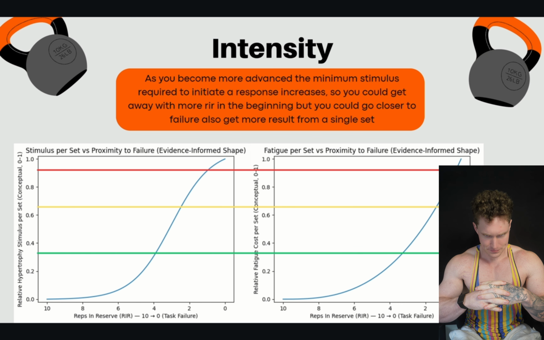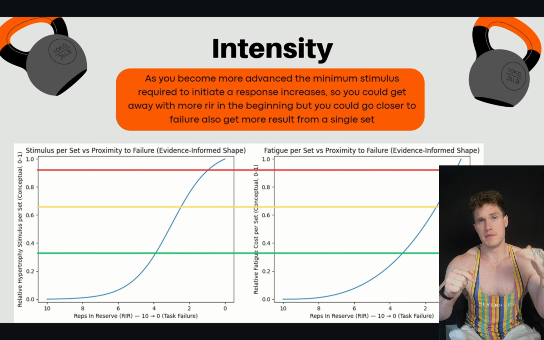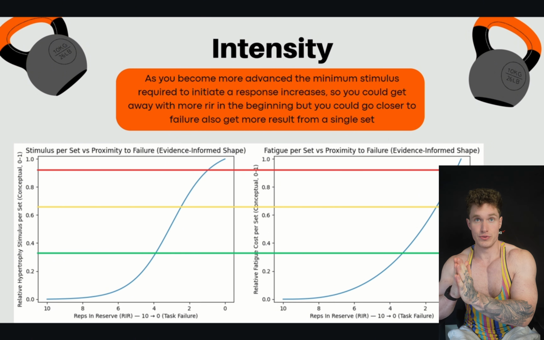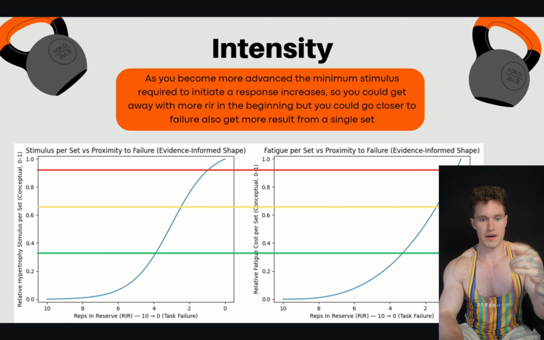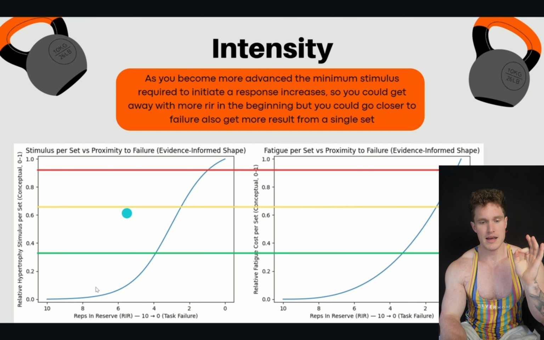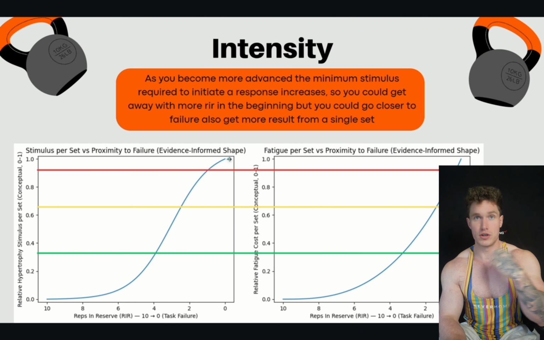So as you become more advanced, the minimum amount of stimulus you need to actually grow increases, meaning that our proximity to failure has to close, or our volume will have to go up, so we'll do more sets to failure. But if we're just talking about intensity here, it just means that we'll have to go more and more close to failure.